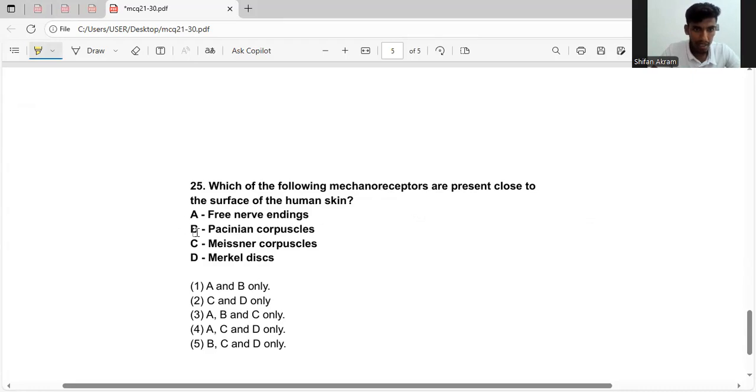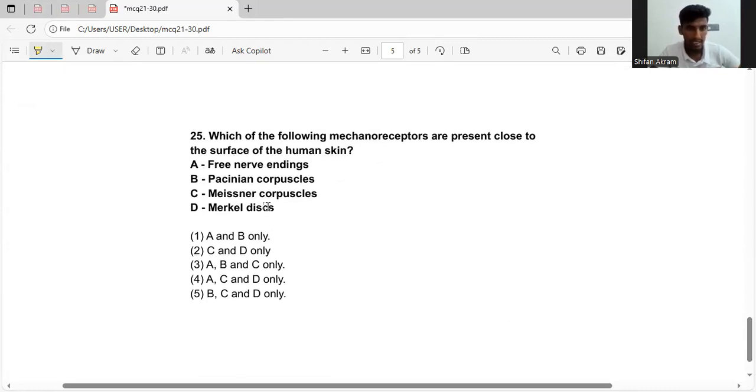So we can eliminate the B answer, the corpuscles. Yes, they are touch receptors. And Merkel discs are also touch receptors. So the answer should be A, C, and D. So it is the fourth one again, so I'll highlight it.